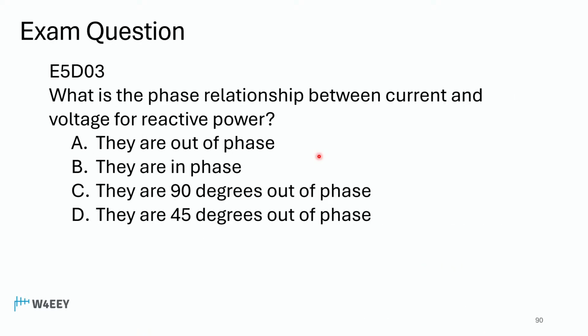So this is the only calculation question, and it's going to be real easy, and I'll show you why. What is the phase relationship between current and voltage for reactive power? Charlie, 90 degrees out of phase, and that's just for the reactive element, which is what it says here.